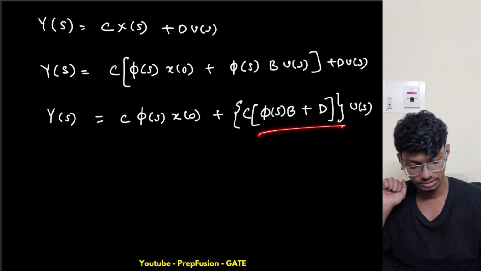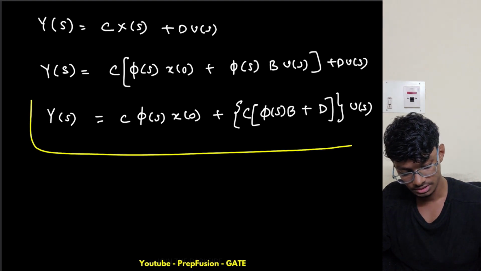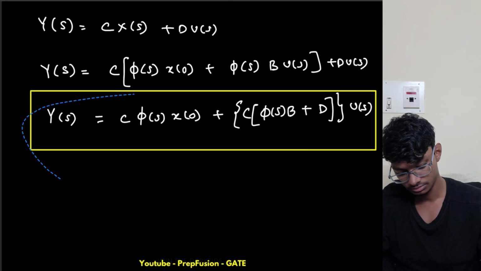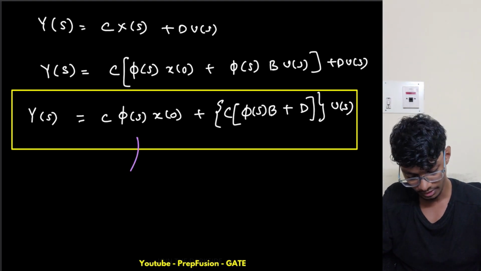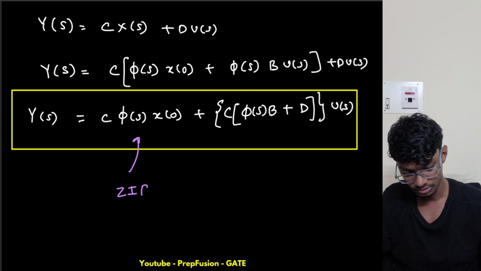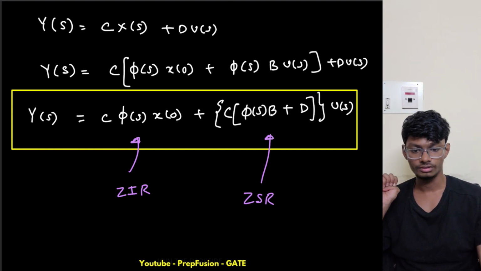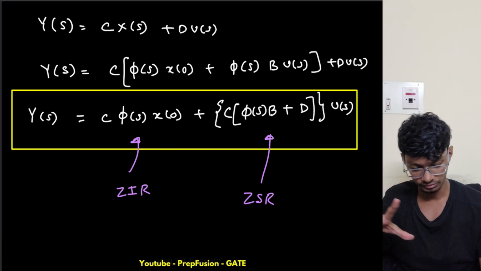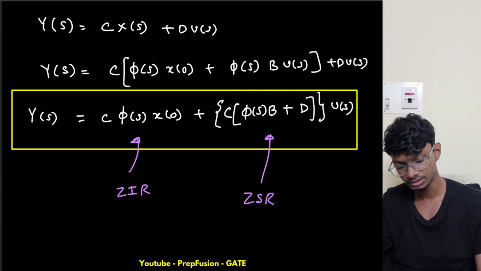So what is this equal to? This is the forced response and this is the natural response. From here you can also understand that C phi of s times B plus D equals the transfer function. This we'll study in the next few lectures. Now I can write that this is the zero input response and this is the zero state response. So this is the equation in the Laplace domain for Y of s, and this term is the transfer function. We will study this in the next few lectures, and from there you will understand.